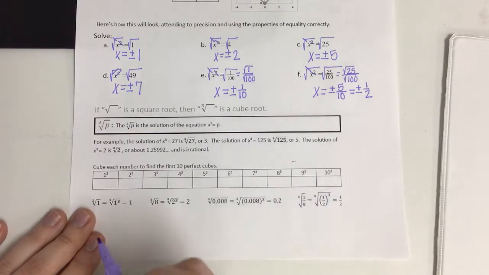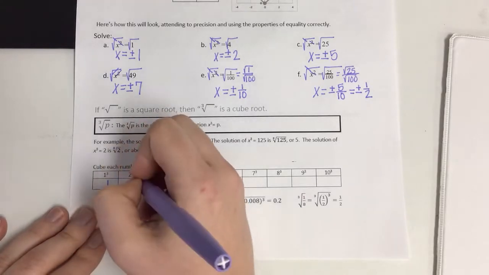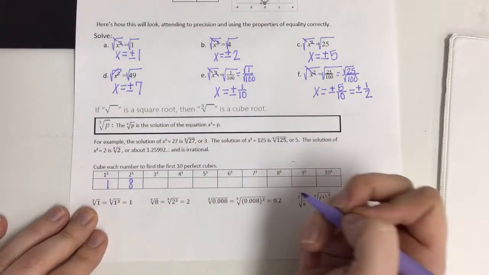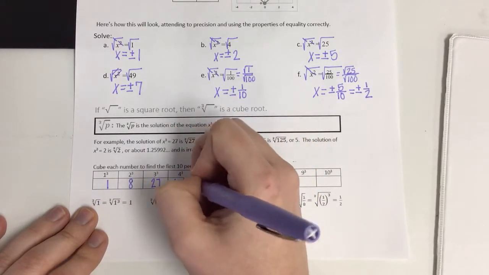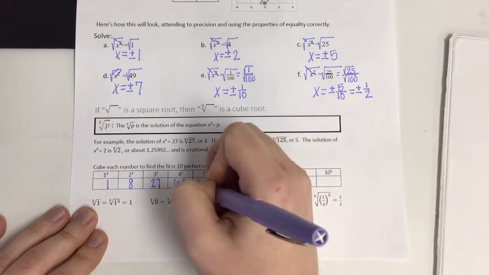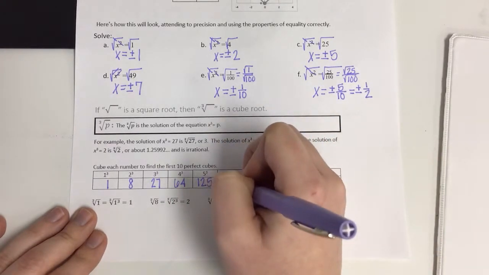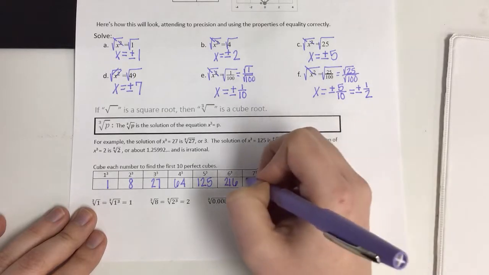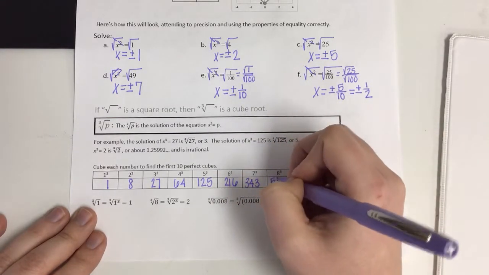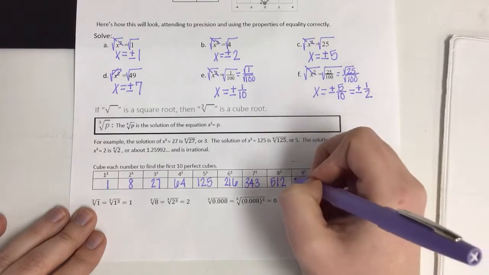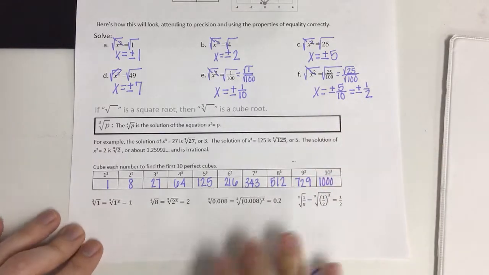1 cubed is 1 times 1 times 1, which is 1. 2 cubed is 2 times 2 times 2, which is 8. 3 cubed is 27. 4 cubed is 64. 5 cubed is 125. 6 cubed is 216. 7 cubed is 343. 8 cubed is 512. 9 cubed is 729. And 10 cubed is 1,000.